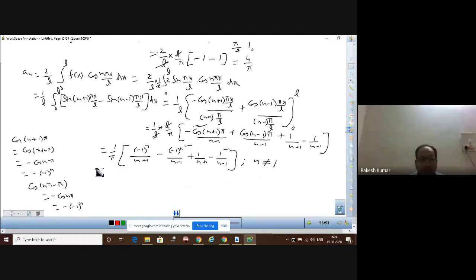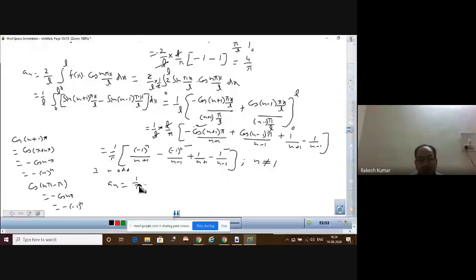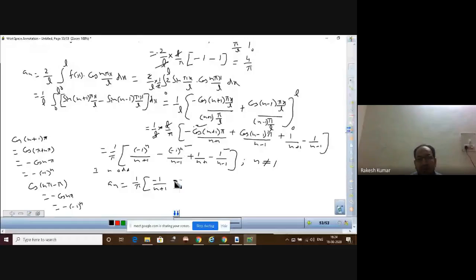Now you need to find the values by taking cases. When n is odd, you can find the value of the constant a n. When n is odd, n plus 1 is even, and it will give you a positive value, and minus 1 raised to an odd power will give you a negative value. So ultimately you see this term will be cancelled with this, and this term will be cancelled with this.